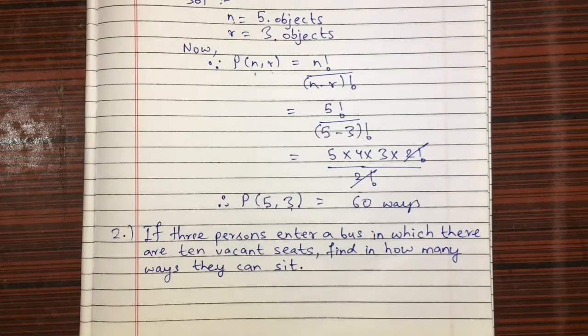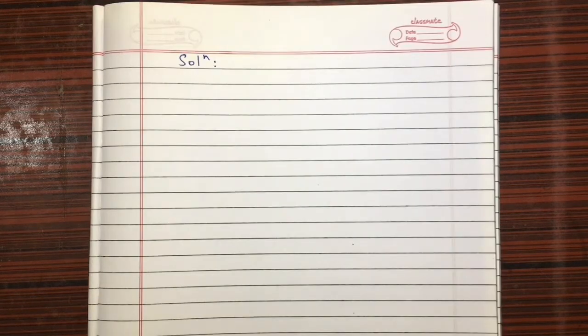Now let's have a look at another problem. If 3 persons enter a bus in which there are 10 vacant seats, find in how many ways they can sit. So there are 10 vacant seats, and there are 3 persons who are entering the bus. Now we have to find out in altogether how many ways those 3 persons can sit in 10 different seats.